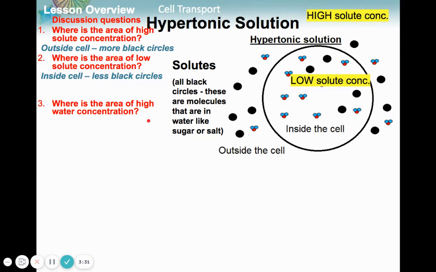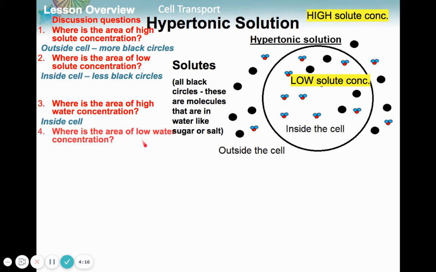All right, where is the area of high water concentration? Well, if there's low solute, think about having a sugary drink. If there's not a lot of sugar in there, that means there's low solute, but there's probably a lot of water. It probably tastes watered down. So if we count how many water molecules there are here, 4, 5, 6, 7, 8, versus how many are on the outside, only 4, this is where water is the highest. Think about a drink being watered down. That means there's low sugar content in it, or salt, or whatever it is, and high water.